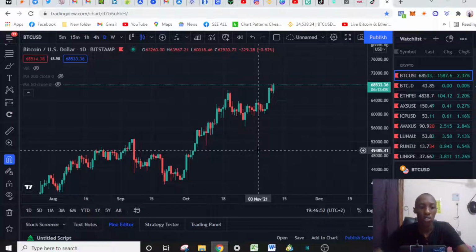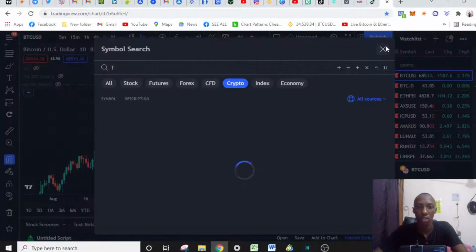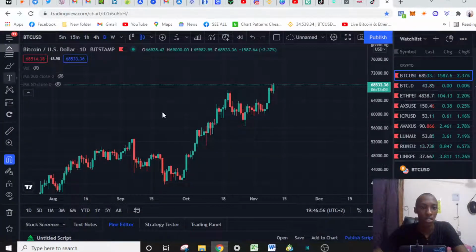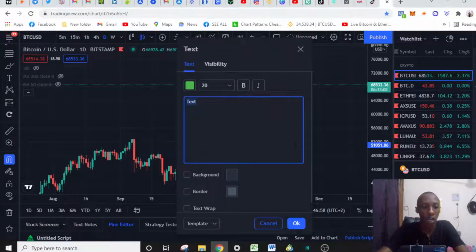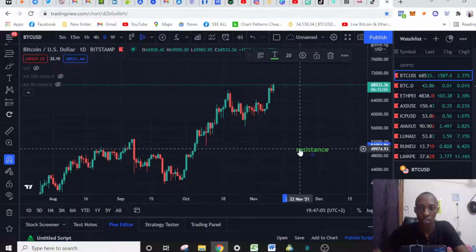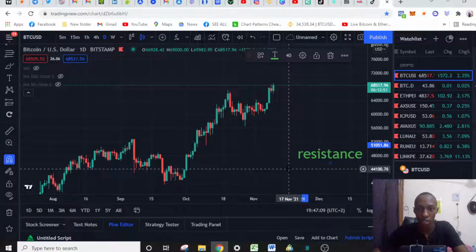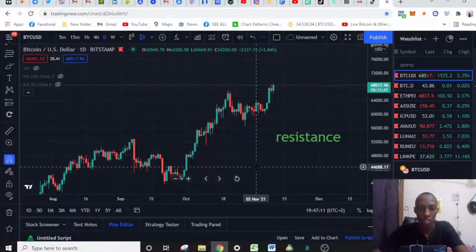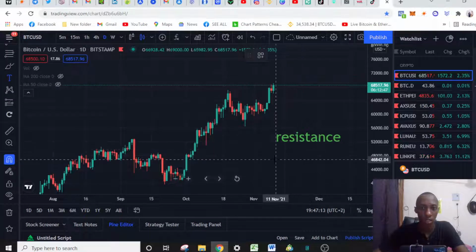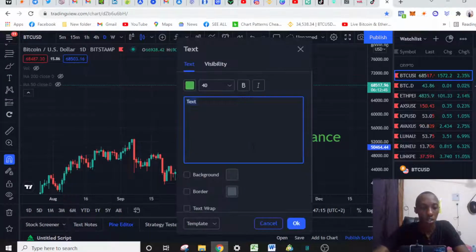We have two zones. Let me just use the type zones. We have resistance right there. Let me make it bigger. We have resistance. And then we have what we call support.